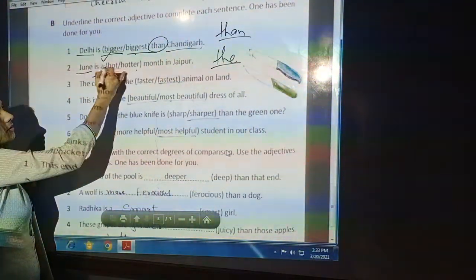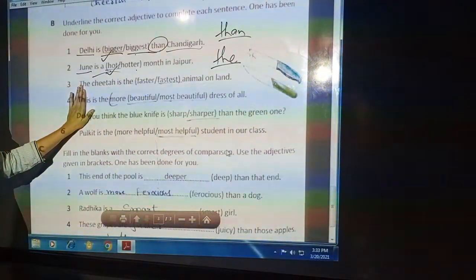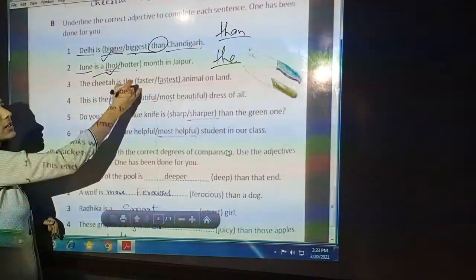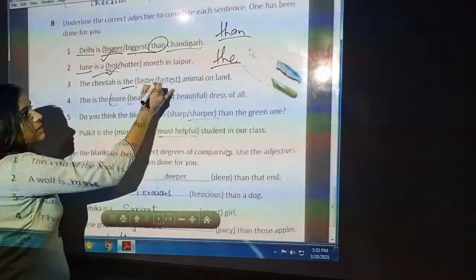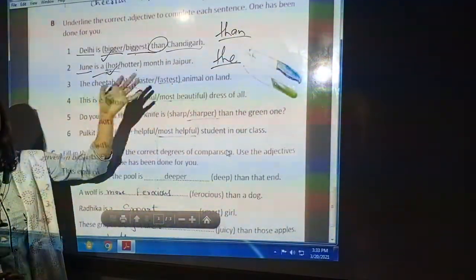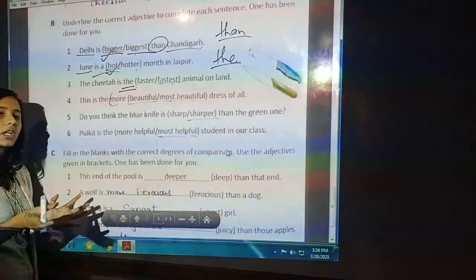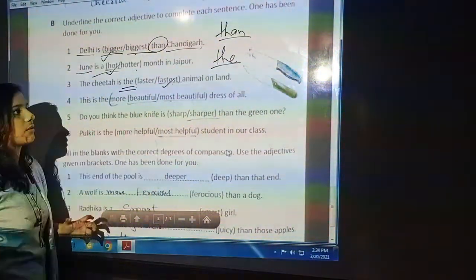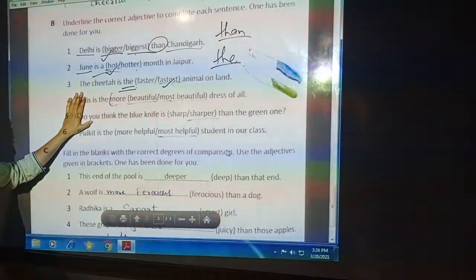Hot or hotter? Hot will be correct. The cheetah is the... "the" is used, that means it is superlative degree. So faster or fastest? "er" is used for comparative degree and "est" is used for superlative degree. As "the" is given, that means it is superlative degree, so "est" will be correct: fastest. The cheetah is the fastest animal on land.